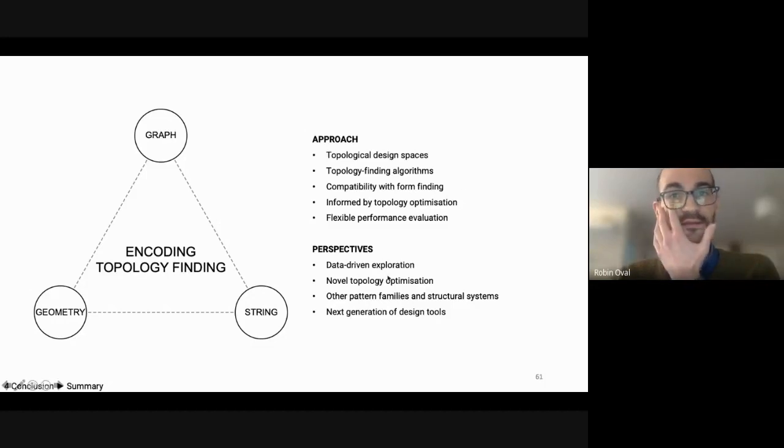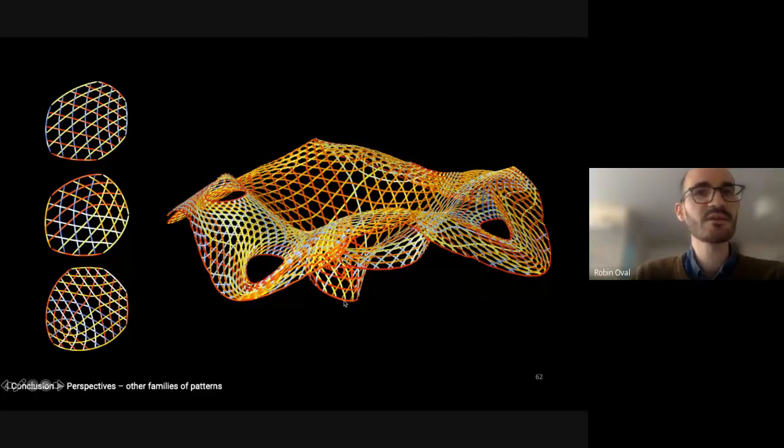So what's next? As I said, to use machine learning, genetic algorithms to read all of these encoding strategies to provide the next generation of design tools. And I will just finish with showing that it actually expands to other types of systems.